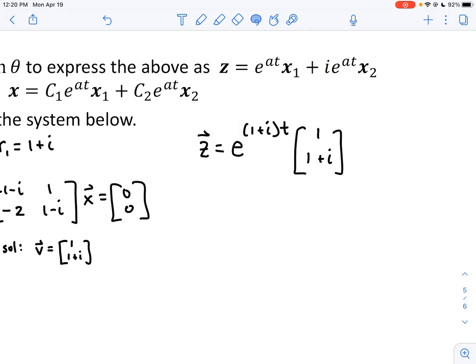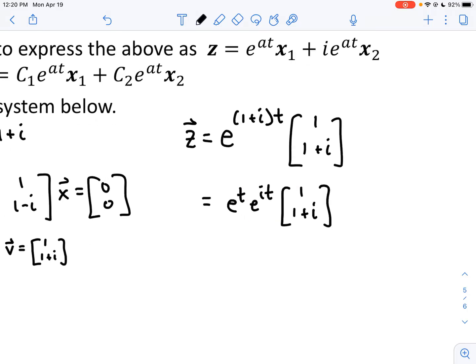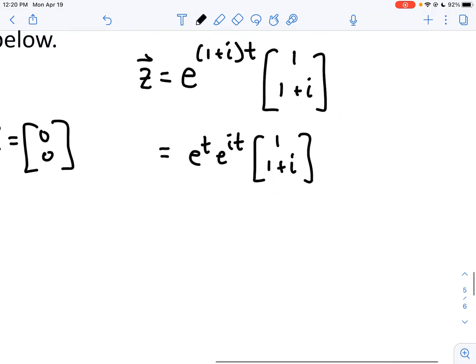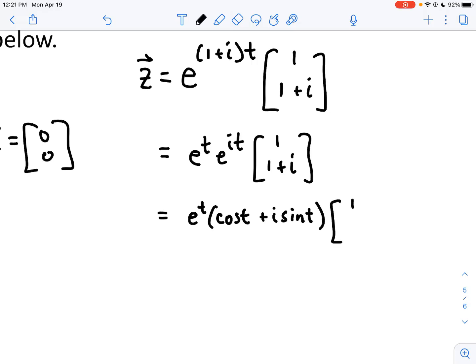First thing I'm going to do is distribute the t across those parentheses and then break that sum apart. So in other words, we have that the z vector can be written as e to the t times e to the it times this complex valued vector next to it. Here's where I'm going to use Euler's identity. So we have an e to the t in the front. e to the it is the same thing as cosine t plus i sine t. So there's Euler's identity being used.